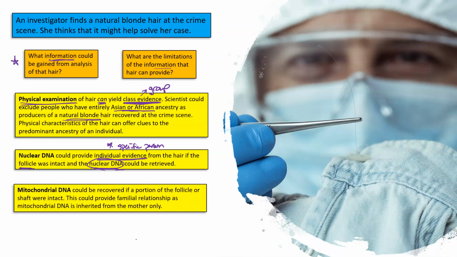So mitochondrial DNA is another type of DNA that can actually be recovered from hair. Mitochondrial DNA can be recovered if a portion of the follicle or the shaft has remained intact. This could provide familial or family relationships, as mitochondrial DNA is inherited from the mother only.